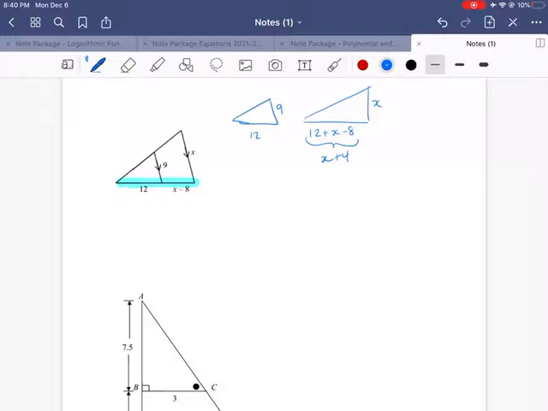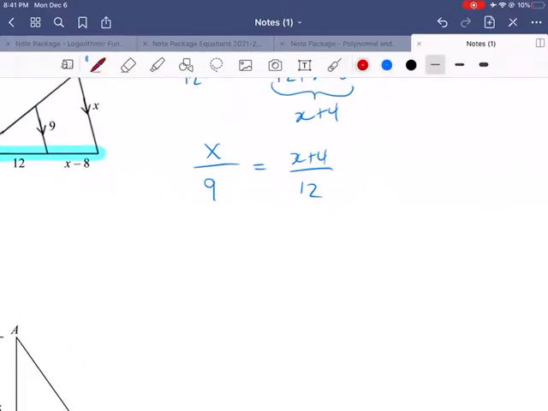Okie dokie. How do we figure this one out? Well, we'll start with the unknown, X, over its corresponding side of 9, and compare that to X plus 4 over 12. Now this one I actually will solve. So we're going to multiply this side by 9 and by 12, and we're going to multiply this side by 9 and by 12. That simplifies, and you're going to be left with 12x.